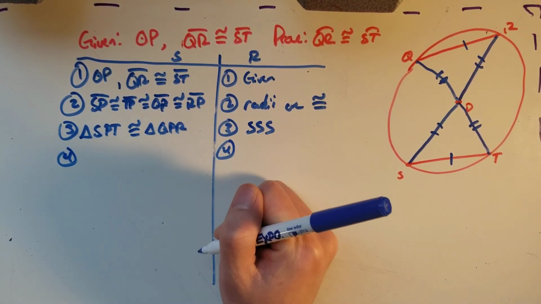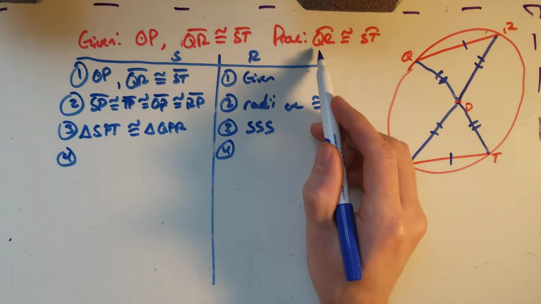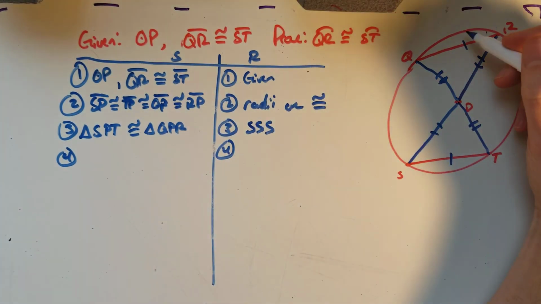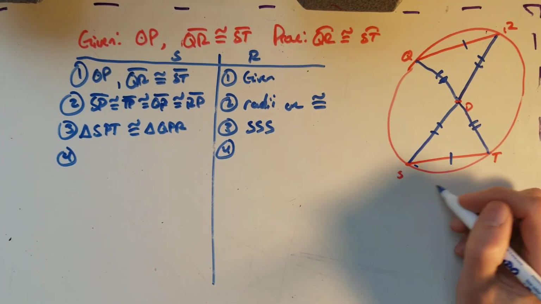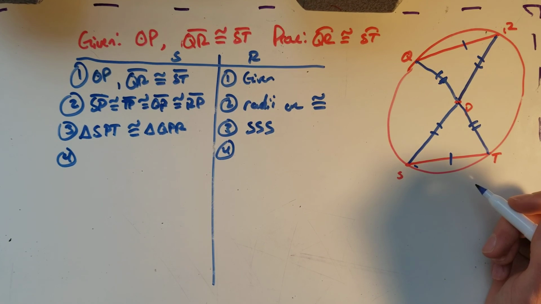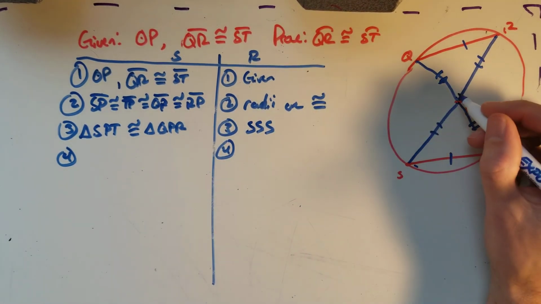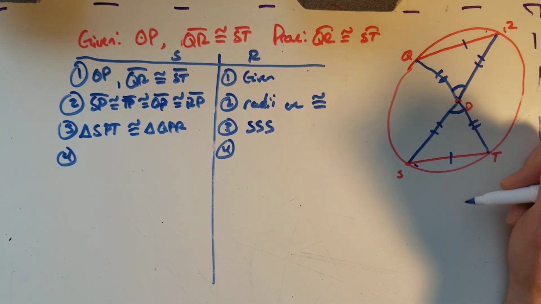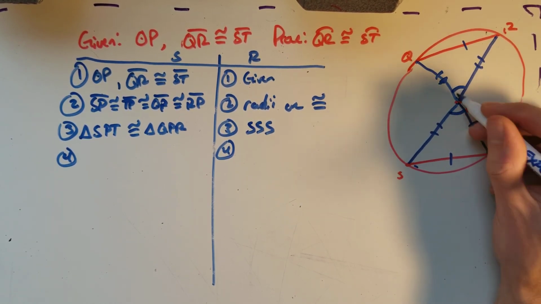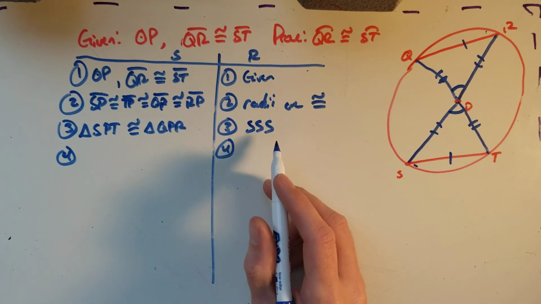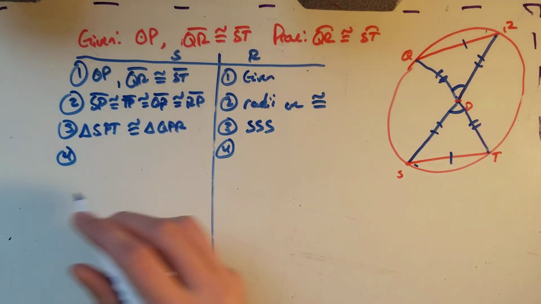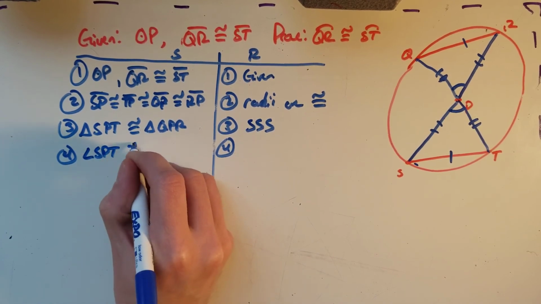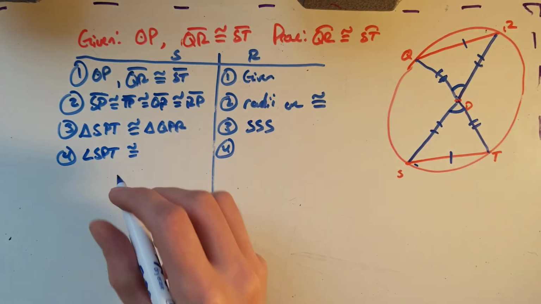And once we know this, we'll keep in mind what we're trying to prove. We're trying to prove that arc QR is congruent to arc ST. In order to do that, we're going to need the central angles. So we're going to need this central angle here and this central angle here. Well, we can show that they're congruent because of CPCTC. With these two triangles being congruent, we know that angle SPT is congruent to angle QPR.